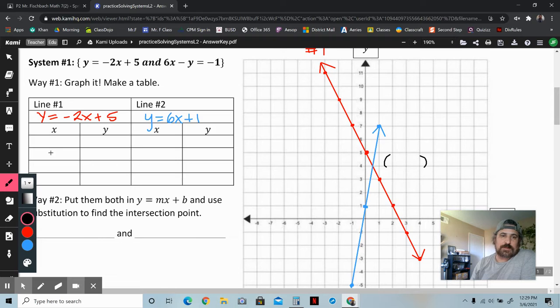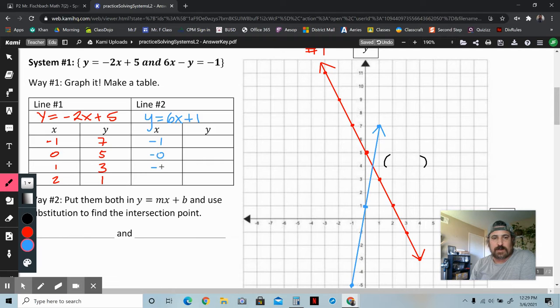So just to fill in some points here, by the way, you can algebraically plug in values. I'm going to plug in -1, 0, 1, and then 2. -1 times -2 is 2. 2 plus 5 is 7. 0 times -2 is 0. 0 plus 5 is 5. 1 times -2 is -2. -2 plus 5 is 3. 2 times -2 is -4. -4 plus 5 is 1. And we'll plug in some points over here. Let's do the same thing.